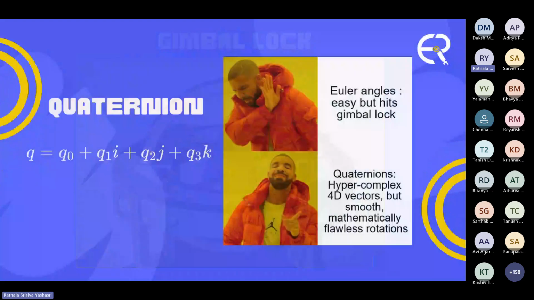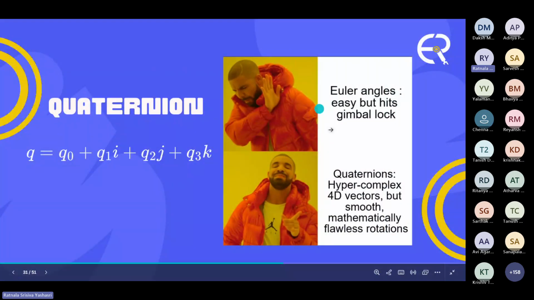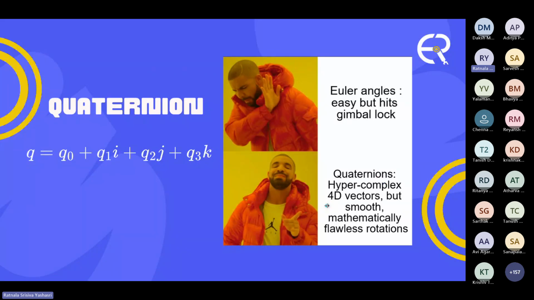So this is why robotics uses quaternions. Now Euler angles are easy to understand, but they hit gimbal lock. But quaternions, these are hypercomplex 4D vectors. They sound terrifying, right? But they are mathematically perfect. They give you flawless rotations, but they're very hard to visualize and understand. So this is what a quaternion looks like. Q is equal to q0 plus q1 i plus q2 j plus q3 k. Now i, j, k here are all imaginary units, and you have four numbers to describe rotations about three axes. So the extra number is what buys you immunity from gimbal lock.